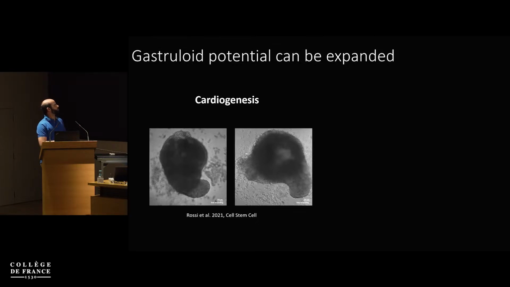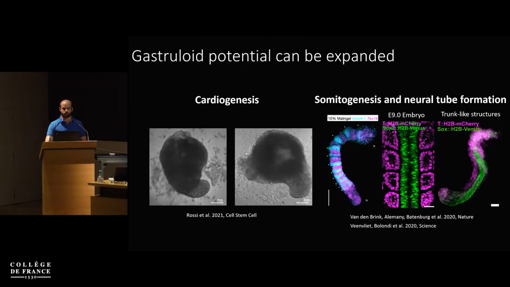But in this paper from Giuliana Rossi, you can see that you can push gastruloids to form more complex beating heart structures. The laboratory of Alexander Van Oudenaarden with Susanna van den Brink, in collaboration with Alfonso and Jesse Van Vliet, showed that they can form complex structures with a proper or more proper morphology than in the original gastruloids.